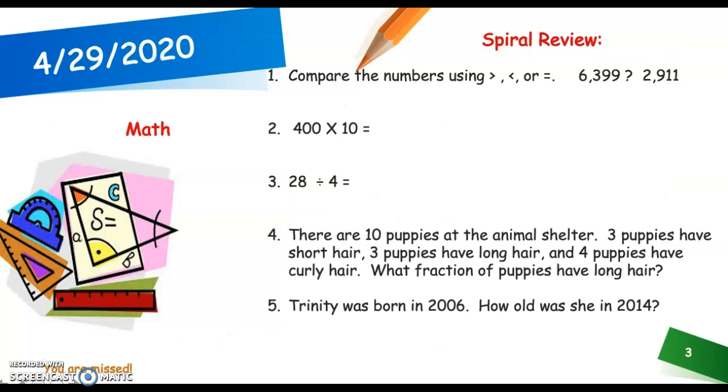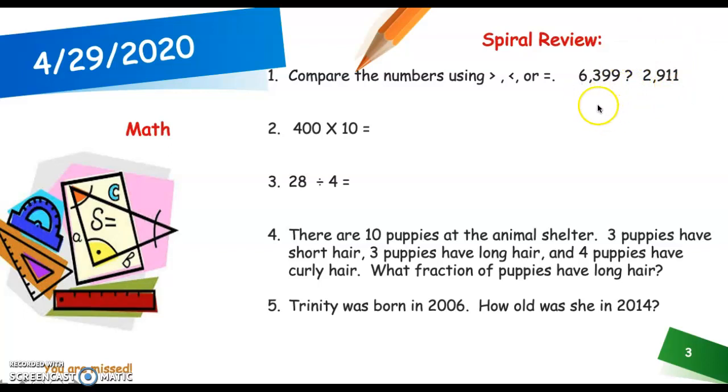All right. So as we have been doing as of late, let's get started with our spiral review for today. The first thing that we have is 5 problems like we've been working on the past 2 days. The first one that we're going to be doing is comparing the numbers. So we're going to be using greater than, less than, or equal to compare these two numbers. And remember, your first number is compared to your second number, okay? So let's look at it and see what we can come up with.